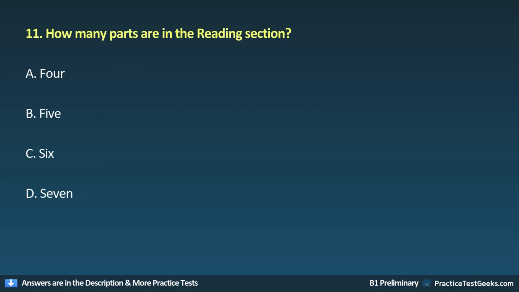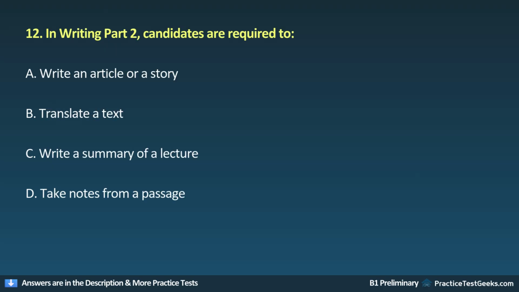11. How many parts are in the reading section? A. 4. B. 5. C. 6. D. 7.